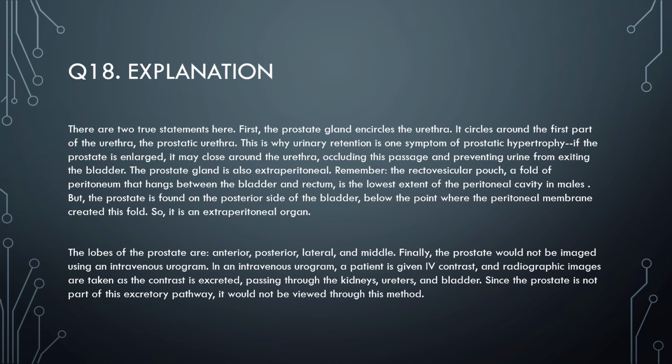Therefore, finally, the prostate will not be imaged using intravenous urogram. In an intravenous urogram, a patient is given a contrast, and radiographic images are taken as the contrast is excreted, passing through the kidneys, ureters, and bladder. Since the prostate is not part of this excretory pathway, it would not be viewed through this method.